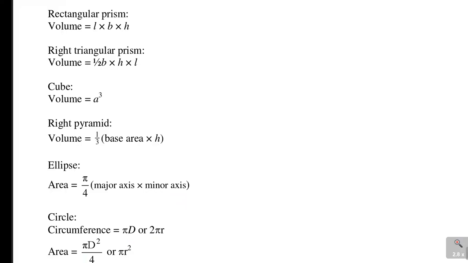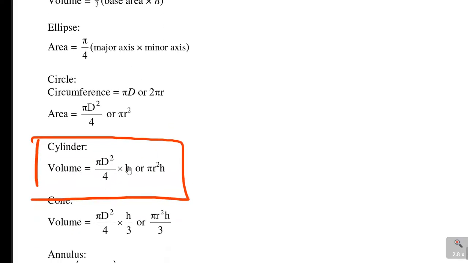Now let's go to the formulas and we'll look for the volume of a cylinder. There we go. If I can make this bigger, you can see that we have the volume of a cylinder there. So volume is pi d squared over 4 times h, or pi r squared h. So it's up to you which one you want to use. Since we're given the diameter, it's pi d squared over 4 times h.